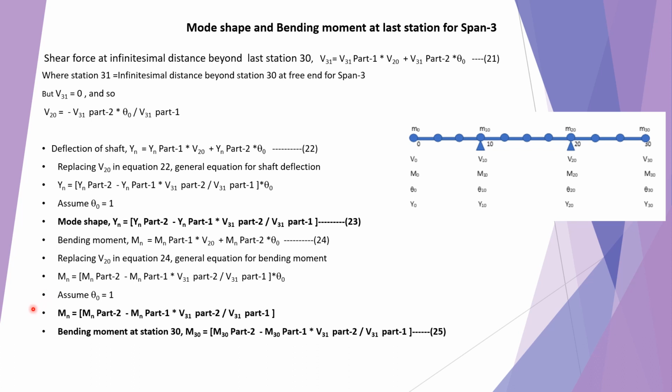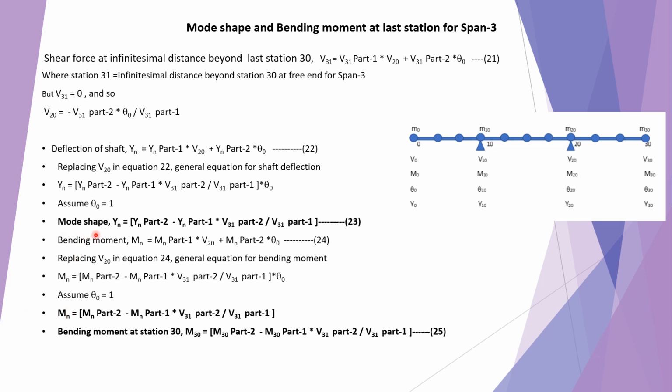So Mn is Mn part 2 minus Mn part 1 into V31 part 2 upon V31 part 1. So bending moment at last station at 30, that is M30, is equal to M30 part 2 minus M30 part 1 into V31 part 2 upon V31 part 1. This is equation number 25. So with this, we can calculate the bending moment at last station, that is station number 30.